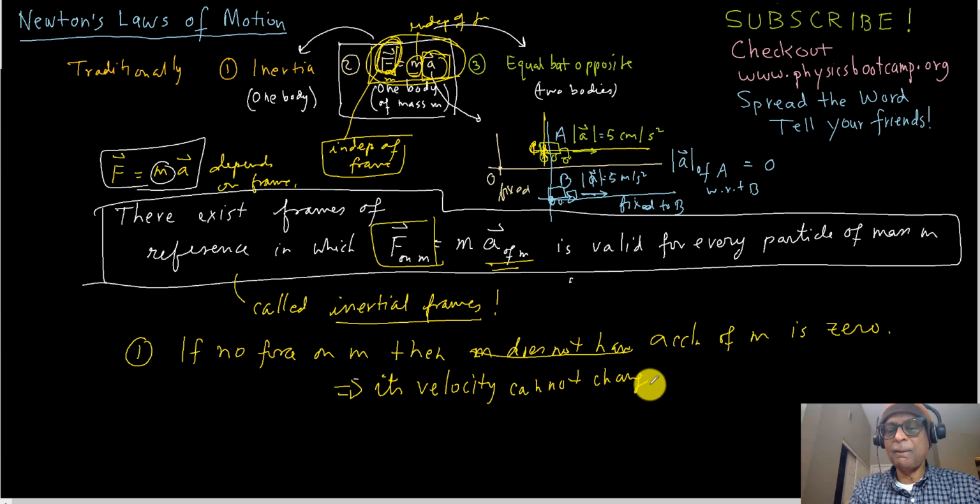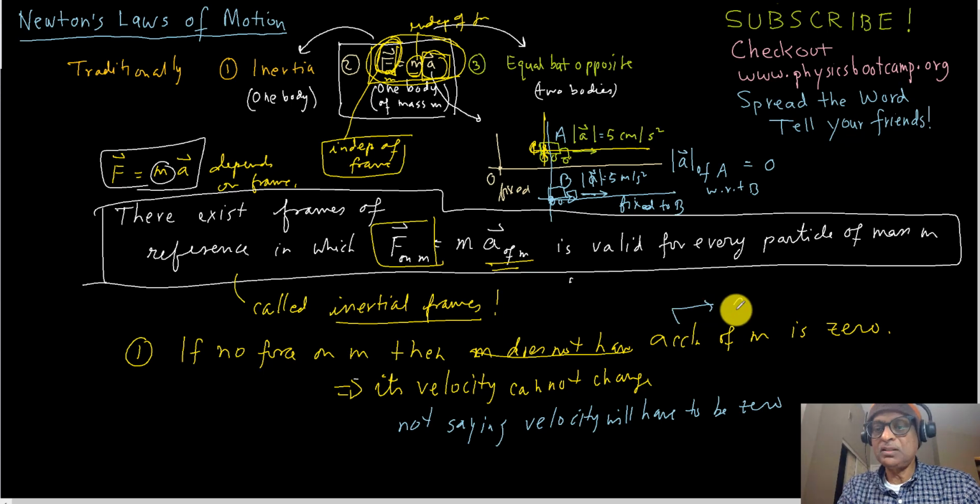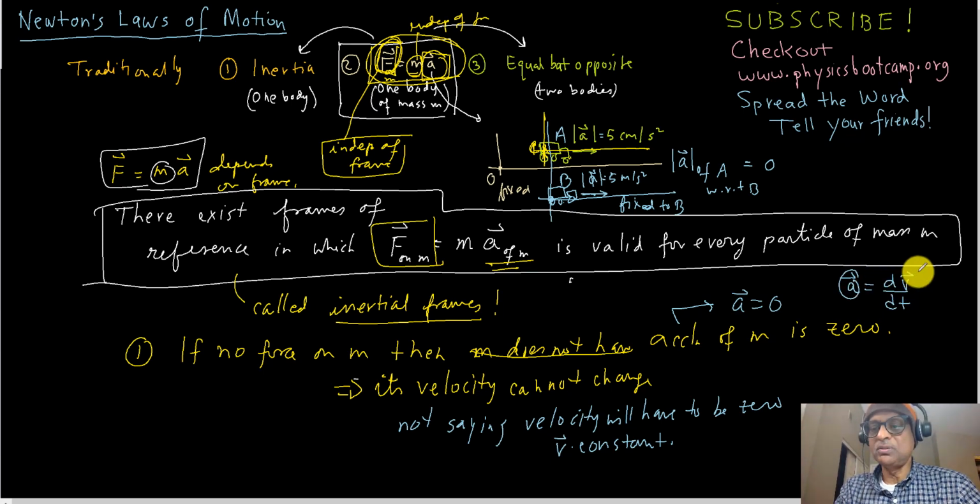It's not saying velocity will be 0. Very important to note that it's not saying velocity will have to be 0. It's only saying acceleration has to be 0. Velocity will be constant, and 0 is just one such constant. Because acceleration equals dv/dt, if this is 0, then this has to be constant.